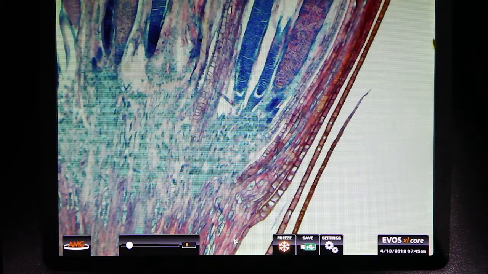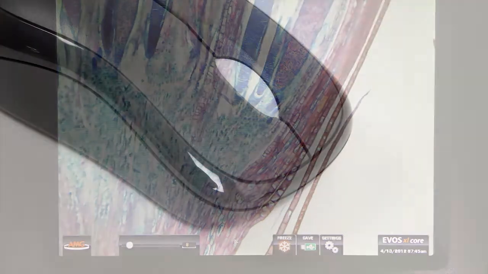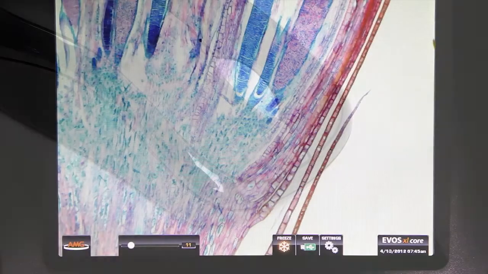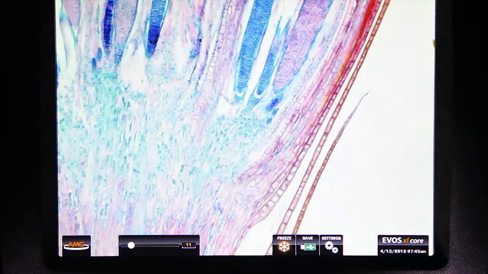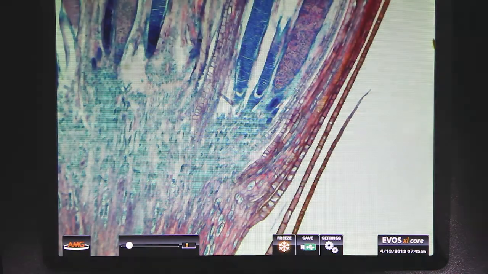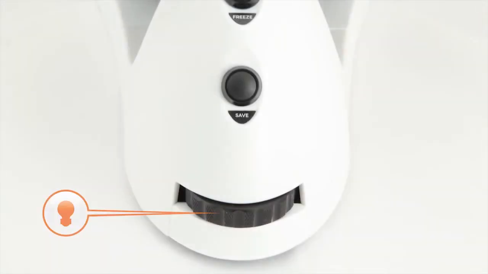There are two ways to adjust the LED light intensity. The first way is to use the mouse. Scroll up to brighten the image and down to dim the image. The second option is to use the intensity control wheel located in the front of the microscope.